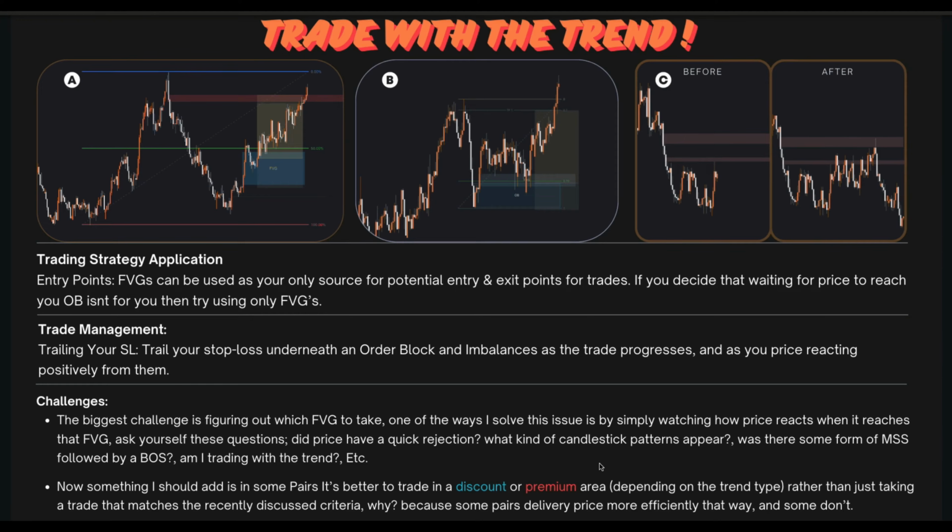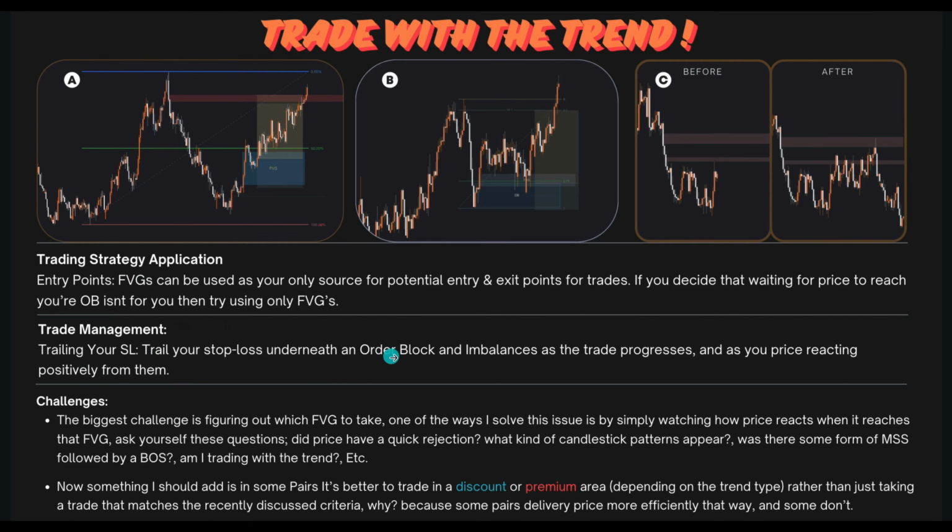So trading strategy application, entry points. Fair value gaps can be used as your only source for potential entry and exit points for trades. If you decide that waiting for price to reach your order block isn't for you, then try using only fair value gaps. So yes, ladies and gentlemen, if you don't want to use order blocks, you can just use fair value gaps only. And here is actually an example of a fair value gap being used as its only source of entry. Right, but we're trading with the trend, and as you can see, it entered into an area of discount. Now, trade management, trailing your stop loss.